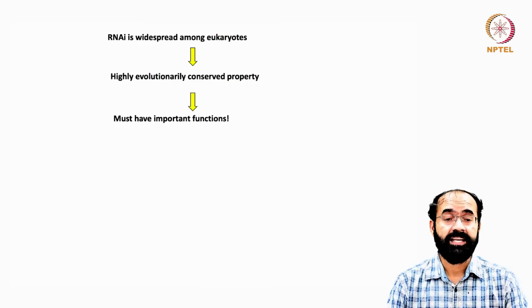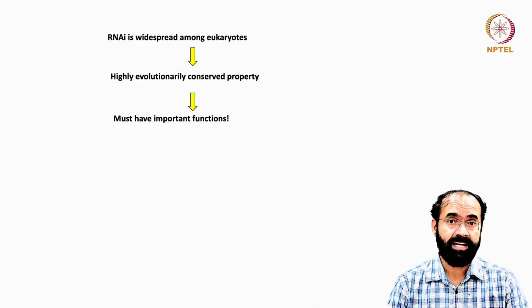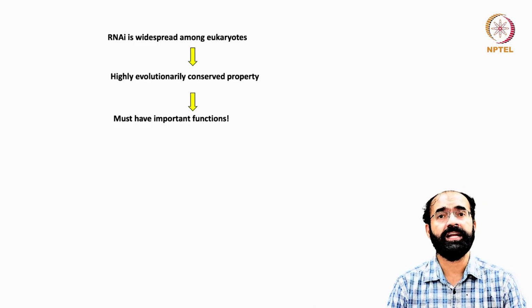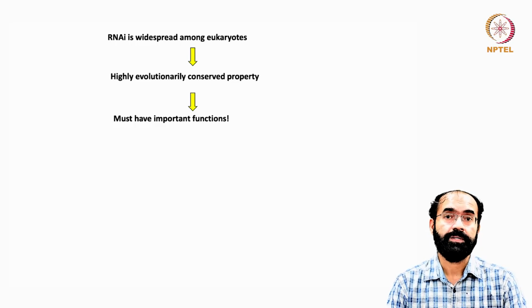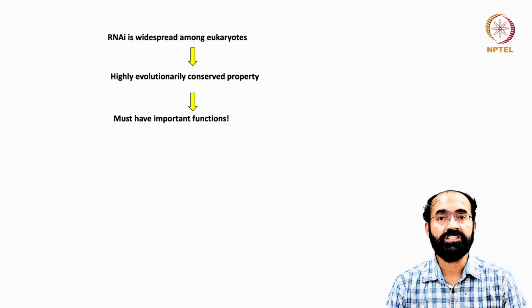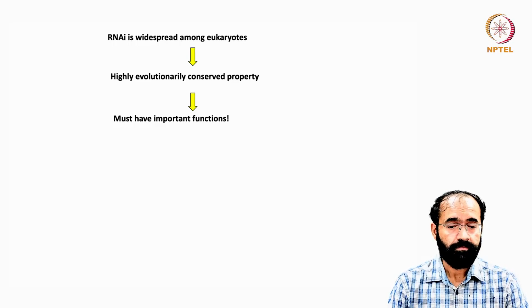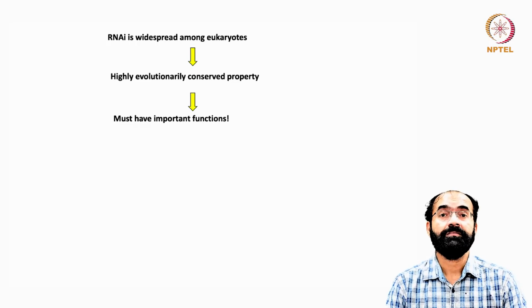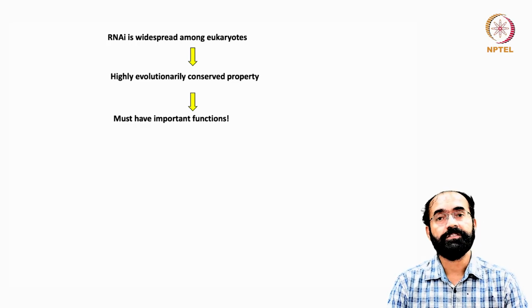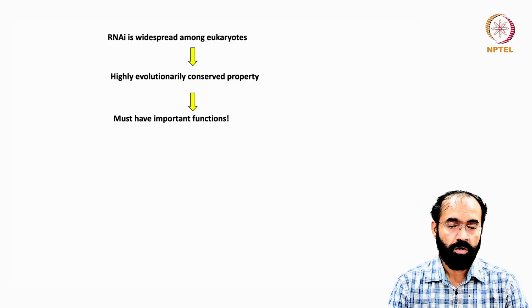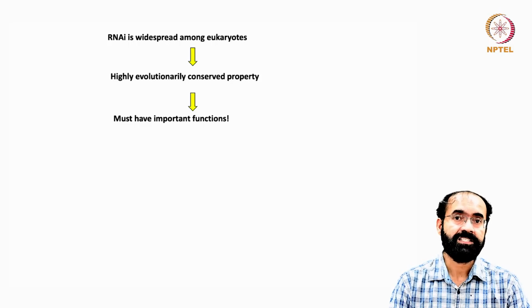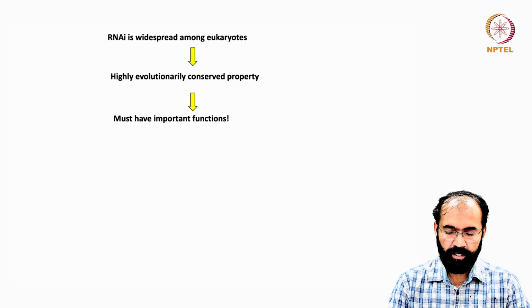So RNAi is a widespread mechanism among the eukaryotes. It is highly evolutionary and highly conserved. It is seen from C. elegans to humans, and it must have important functions. If this mechanism is conserved across all these organisms, it must have some real relevance for the survival of the organism.